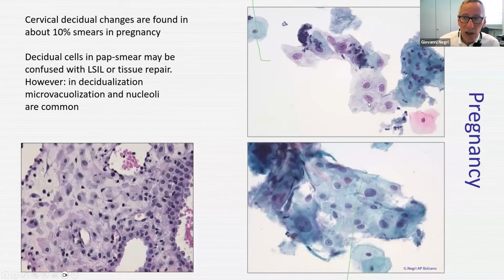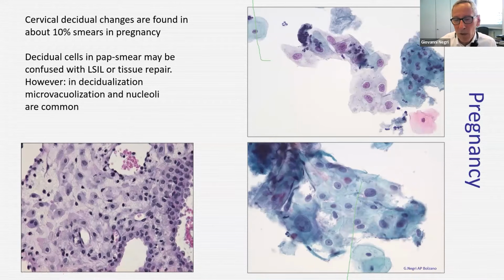So the differential diagnosis is then relatively simple because you never have nucleoli in koilocytes. And so your main differential diagnosis in that case, for example, would be with tissue repair. But that's not so important because both conditions are benign. So most important is to recognize that it's not a koilocyte. If you are not sure, a call to the gynecologist may be really helpful.